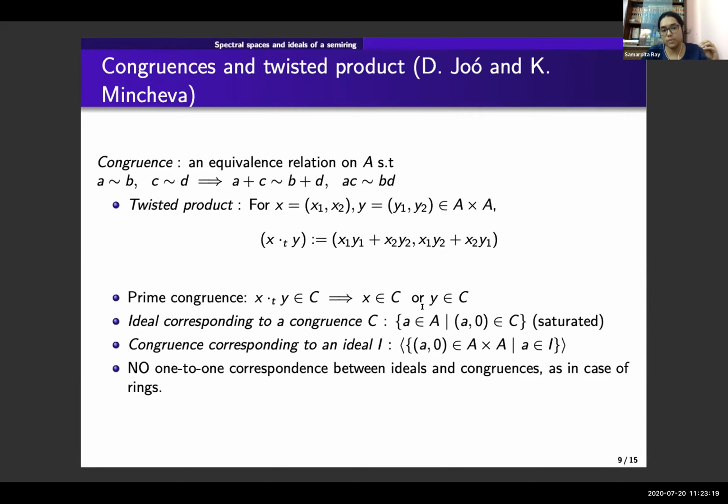If you look at it carefully, it is possible that you will have two congruences such that, so what does it mean? The ideal associated to a congruence is the collection of all the elements of the semiring which are equivalent to 0. So it is absolutely possible to have two different congruences in which the elements equivalent to 0 are the same. So you have two different congruences but the same kernel. You don't have a bijection.